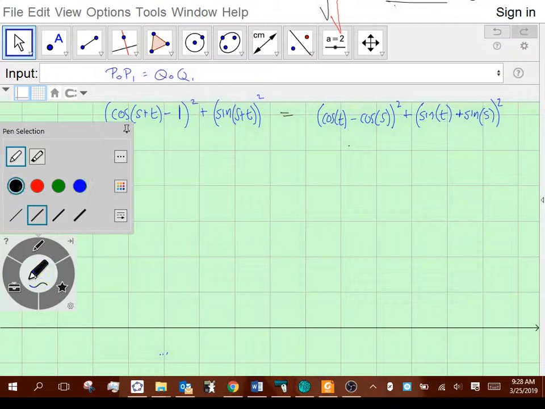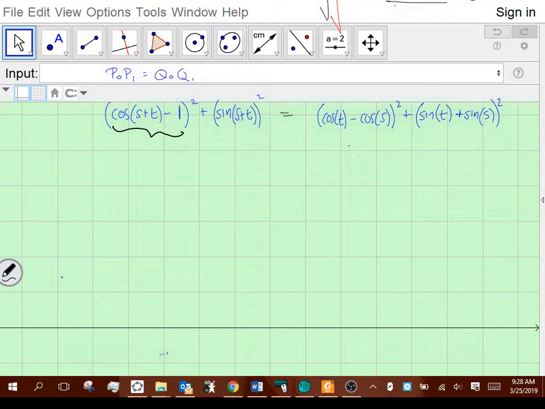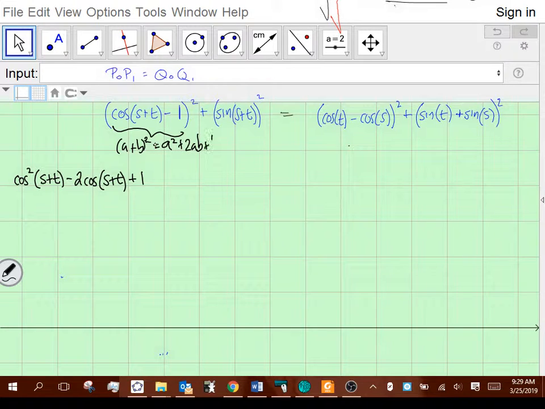We've got a bunch of things up here being squared, right? This is a difference being squared. It's a binomial being squared. So when I do this, I'm going to have cosine squared of s plus t, right? So that's square the first part. Now multiply these two things together, and you get negative cosine s plus t, and then you're going to double that. So you get negative 2 cosine of s plus t, right? And I take my negative 1 and square that, so I get plus 1. Is everybody okay with what just happened there? That's using the a plus b squared rule turns into a squared plus 2ab plus b squared. Okay? Just kind of expanded that.